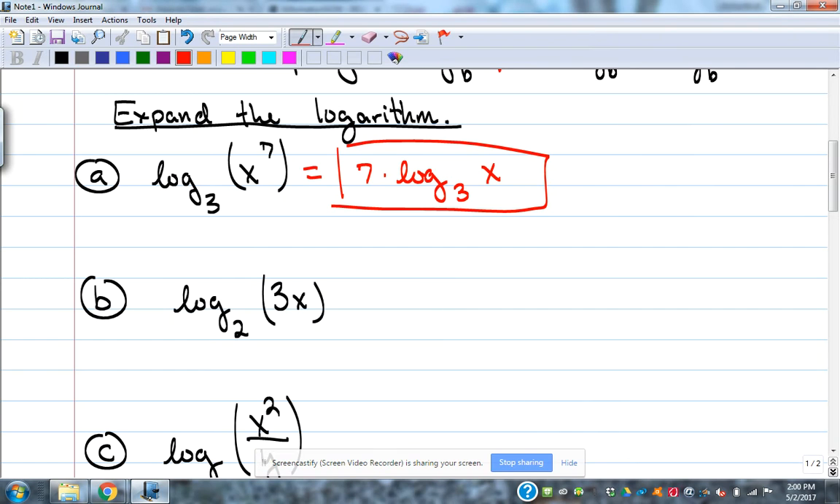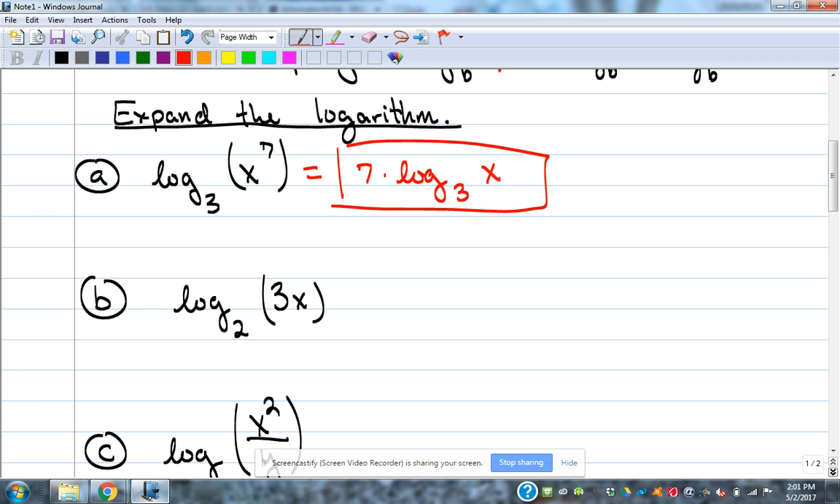All right, so with the power property, you drop the 7 down to the front, and then it's 7 times that log. That's going to help us a lot when we go to solve equations in the next section. That can be a pretty handy one to have. But that's as far as that one expands, because there's nothing left in here with the x.